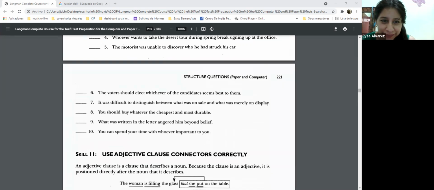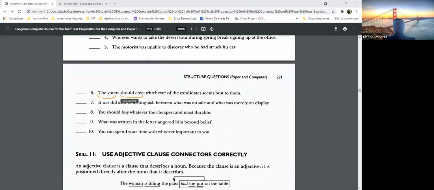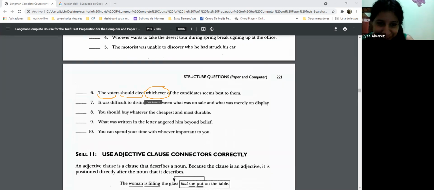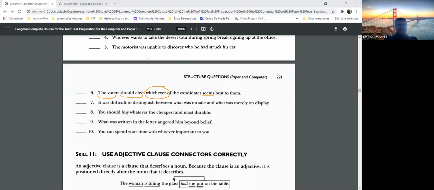The voter is the subject, and the action should be selected. Good. Whichever is the noun clause connector, and the subject seems to be the action. I think that it is correct. Very good. Excellent. So candidates is not a subject; it is the object of the preposition of.